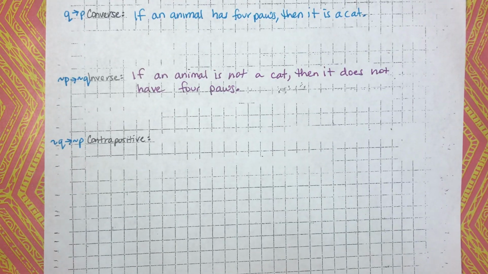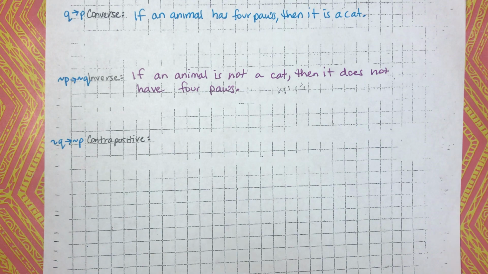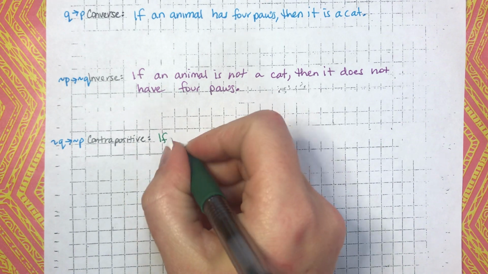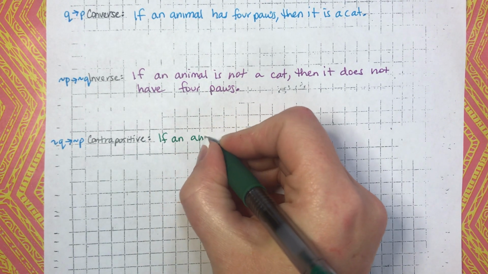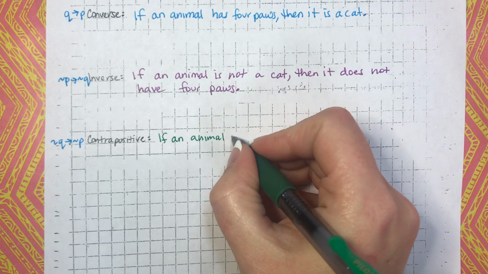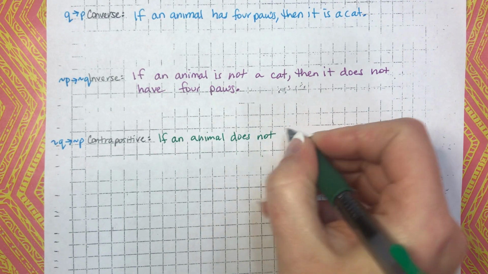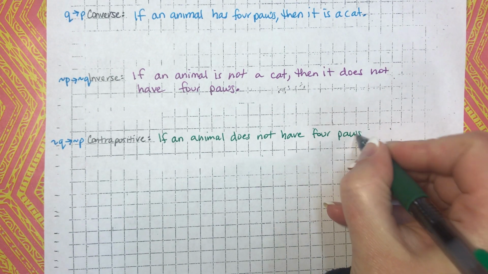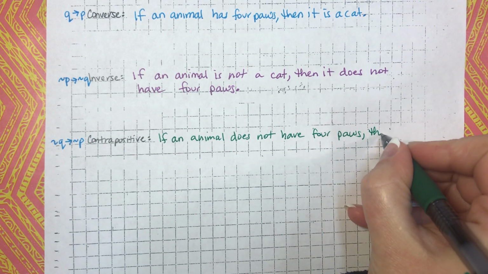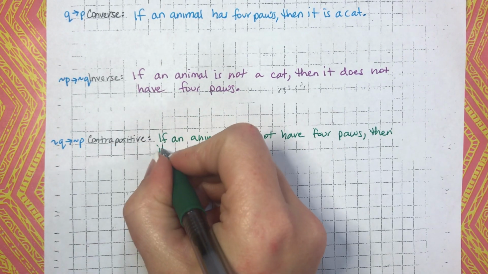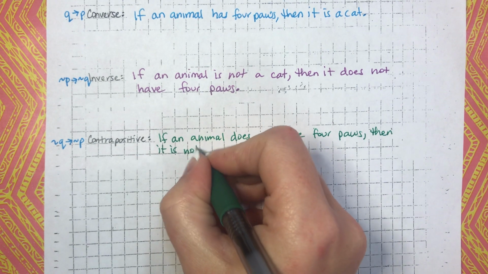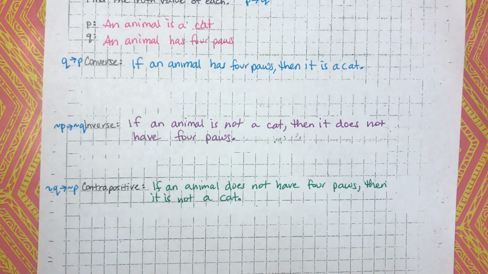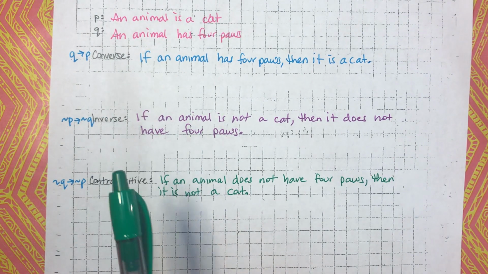And then finally, the grand finale, the contrapositive. We do the negation, but we start with Q. If an animal does not have 4 paws, then it is not a cat. All right, so we have written down the converse, the inverse, and the contrapositive.